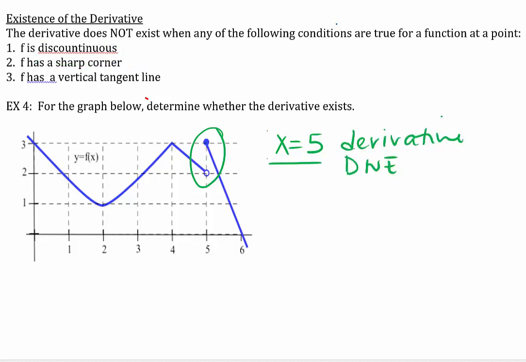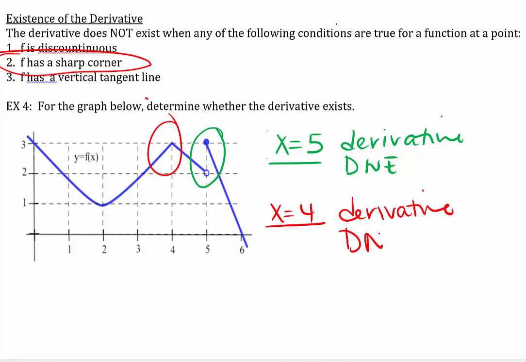Now, the second kind of place where you can't draw a tangent line is if you see a sharp point or a corner. In this graph, that happens at x equals 4. So at x equals 4, the derivative doesn't exist. And then finally, if your function has a vertical tangent line, you can't find the derivative. The reason is if you have a vertical line, the slope is undefined. That doesn't occur anywhere in this graph. So example 4, for the graph below, determine whether the derivative exists. In this particular graph, the derivative exists everywhere except at x equals 4 and x equals 5.